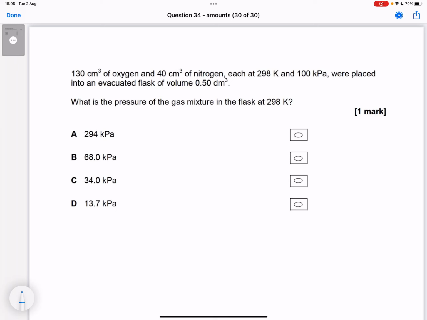130 centimetres cubed of oxygen and 40 centimetres cubed of nitrogen, each at 298 K and 100 kilopascals, were placed into an evacuated flask of volume 0.5 decimetres cubed. What is the pressure of the gas mixture in the flask at 298 K?